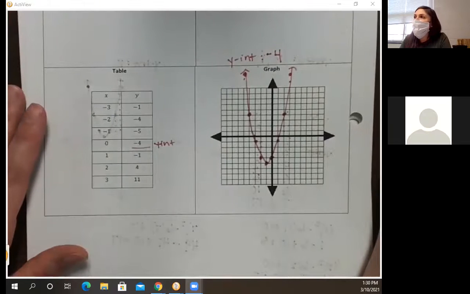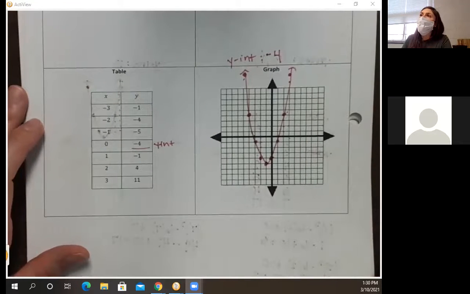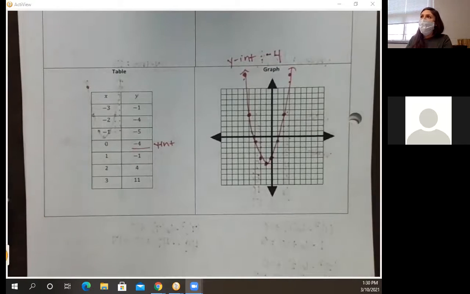Now I also want to be able to pick the vertex out of the table. That same property where parabolas are symmetric, that we could use to fill out our table without having to plug in all those values, those repeating y values, right? We're going to use that same idea, this time in reverse, to be able to identify the vertex. So what I'm going to look for in my table are repeating y values.